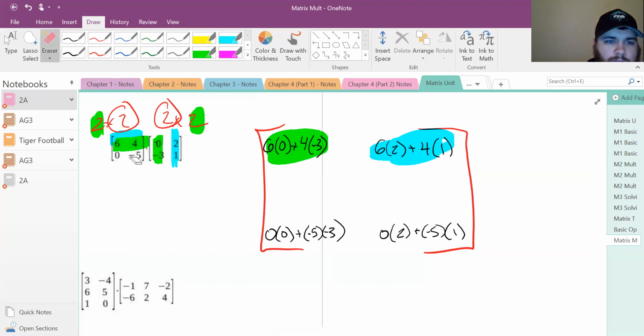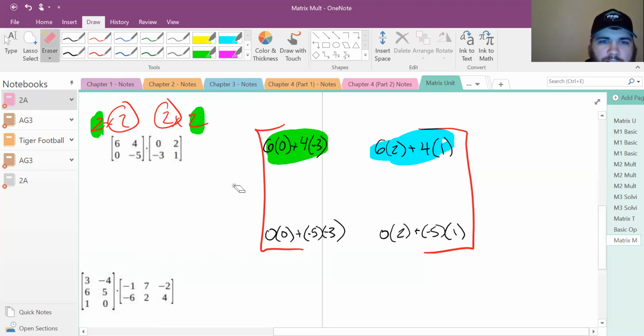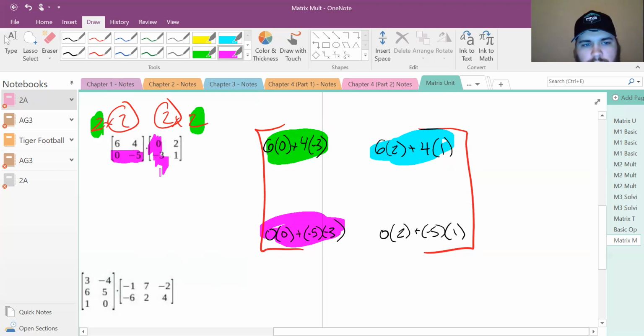Okay, let's get these colors off here. Now we have the second row. I hope this was purple. I think it was. Now we have the second row times the first column. Last but not least, my last entry is the second row times the second column.